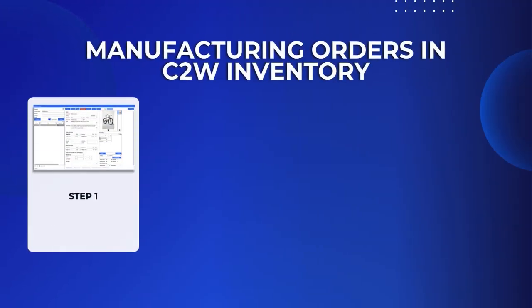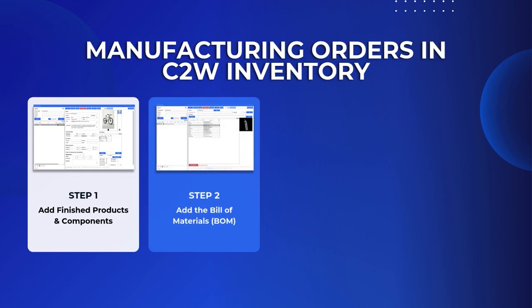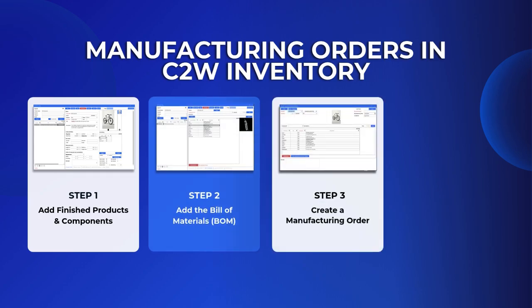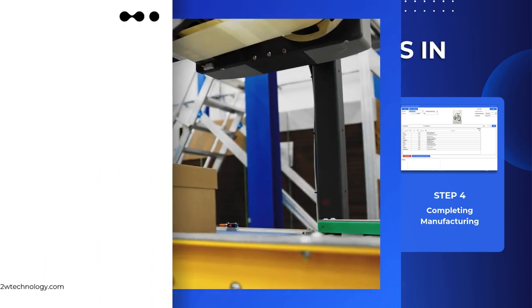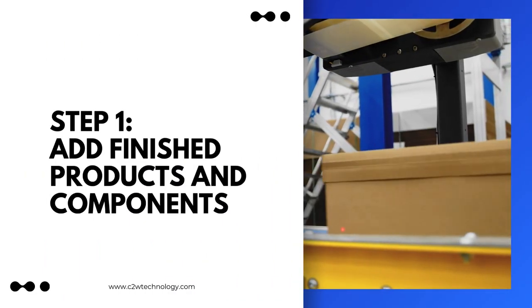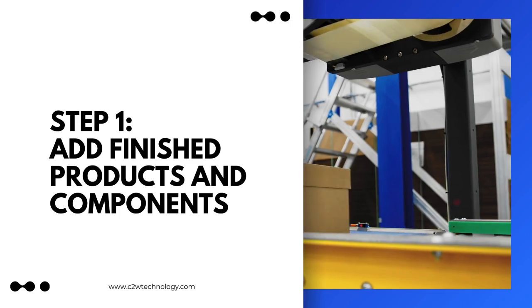From creating finished products and components, adding your bill of materials, creating a manufacturing order, and completing it, we're going to guide you through every step. Let's dive right in. First, add your finished products and components.